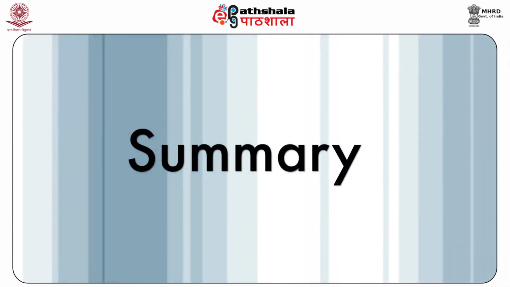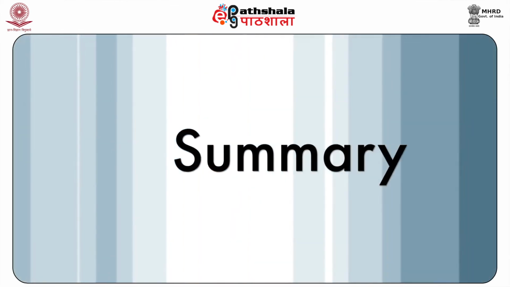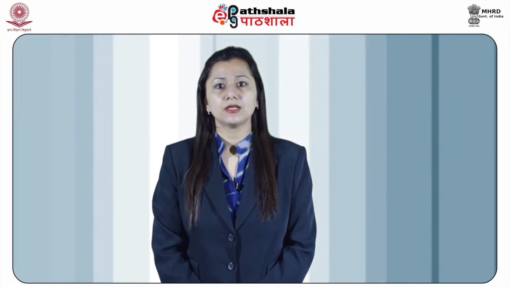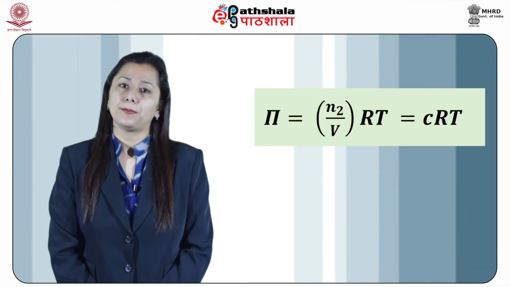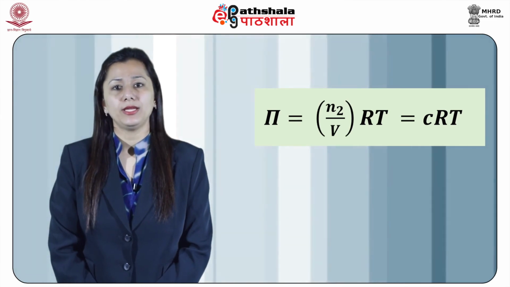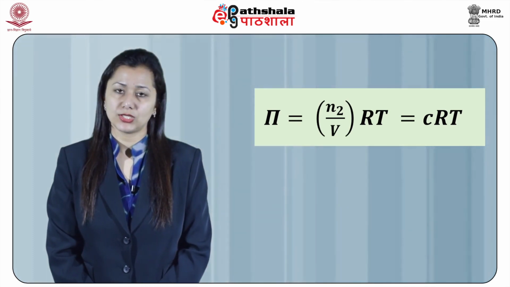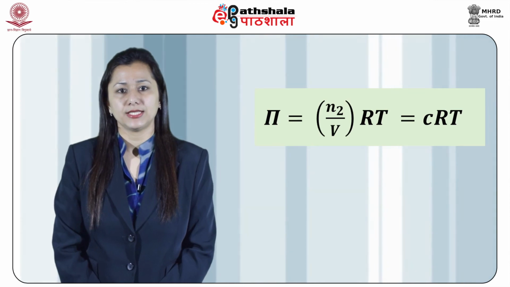Now, we shall summarize what we have learned in this module. Osmometry is a technique for determination of molar mass of polymers. Osmotic pressure of a solution is given by the Van 't Hoff equation, that is pi equals N2 by V into RT, which is equal to CRT.